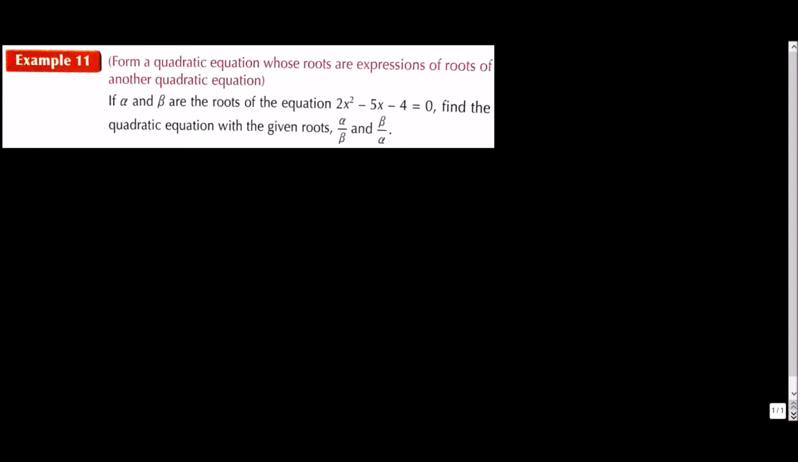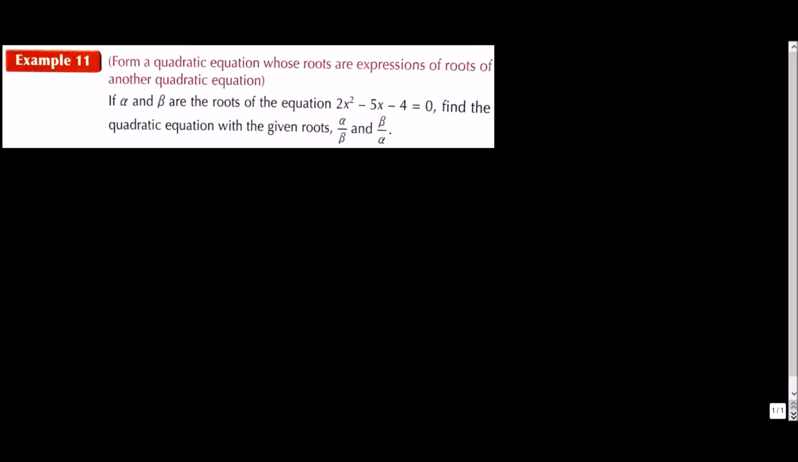Example 11 says if alpha and beta are the roots of the equation 2x squared minus 5x minus 4 equals 0, find the quadratic equation with the given roots alpha over beta and beta over alpha. So what we're going to do here is build our equation, and then work our way down to where we can find all the remaining information that we need.